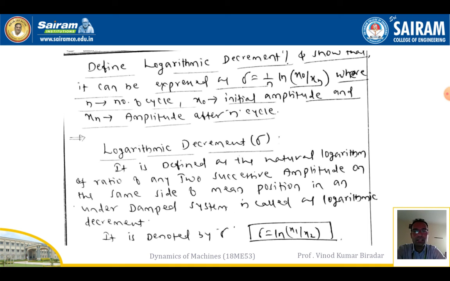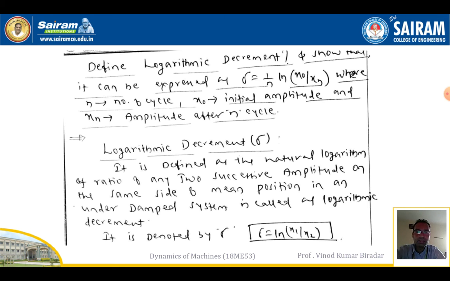Define logarithmic decrement and show that it can be expressed as delta is equal to 1 by n ln of x naught by xn, where n is equal to the number of cycles, x naught is equal to the initial amplitude, and xn is equal to the amplitude after n cycles. This question may be asked as a 10 to 12 mark question, direct and very important.